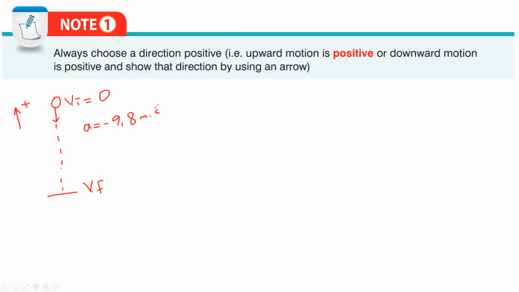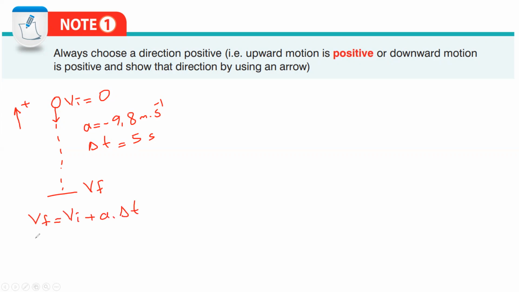Why? Because we know acceleration is always downward and always 9.8. So you set up positive upward and your acceleration is negative. How are we going to calculate V final? Let's say the object is coming to the ground in 5 seconds. So V final is equal to V initial plus A times delta T.